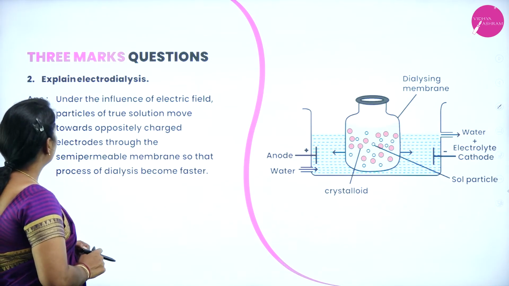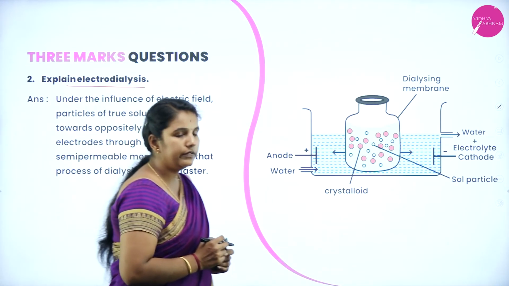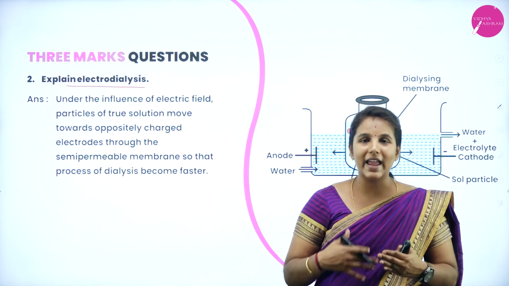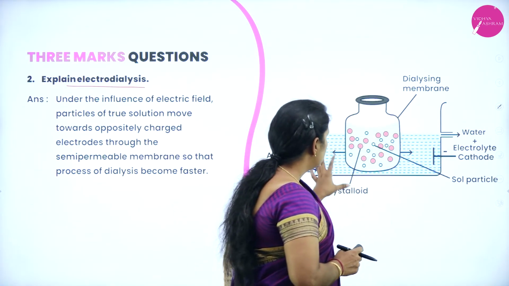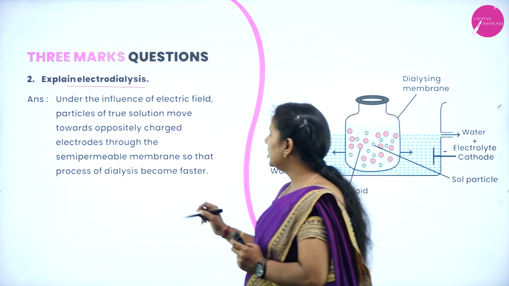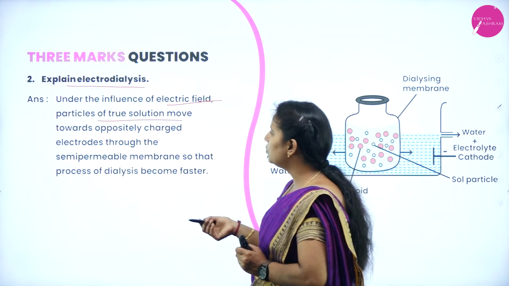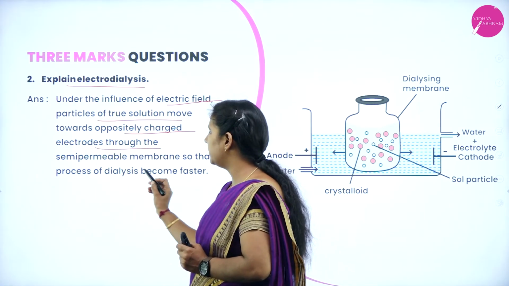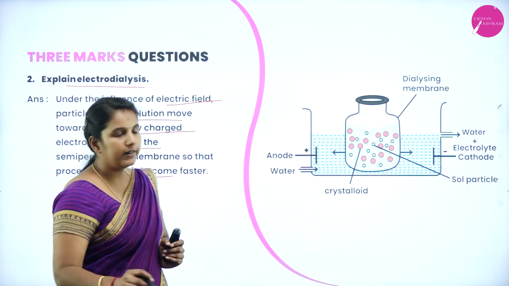Okay. Next question, explain electrodialysis. We all know what is meant by dialysis. In order to improve this dialysis process, we apply an electrical field. Such a process is known as electrodialysis. Under the influence of the electrical field, the particles of the true solution move towards the oppositely charged electrode through the semi-permeable membrane, and the process of dialysis becomes faster.